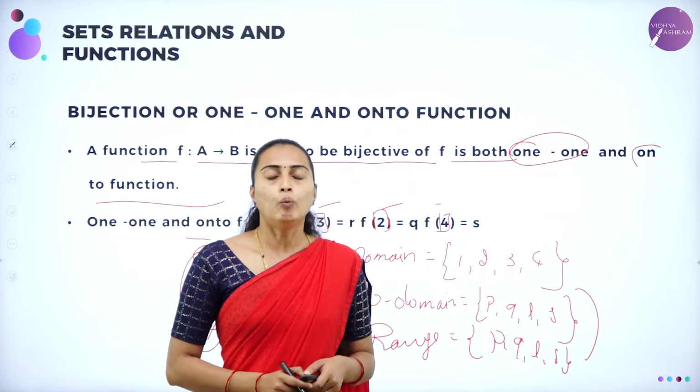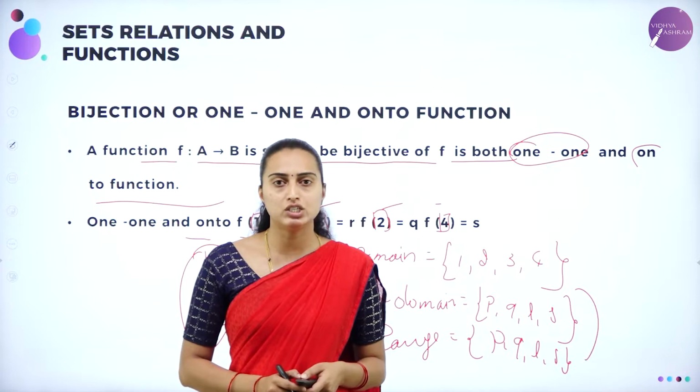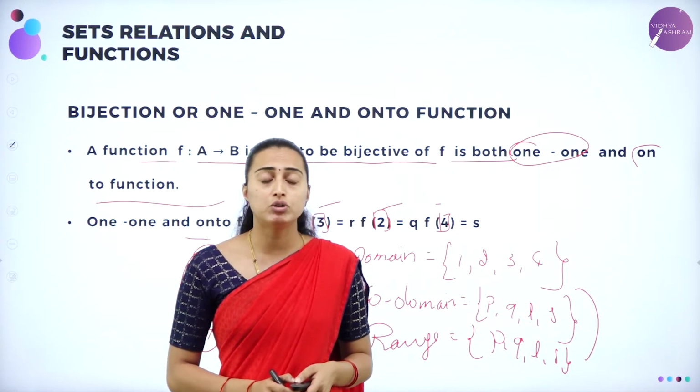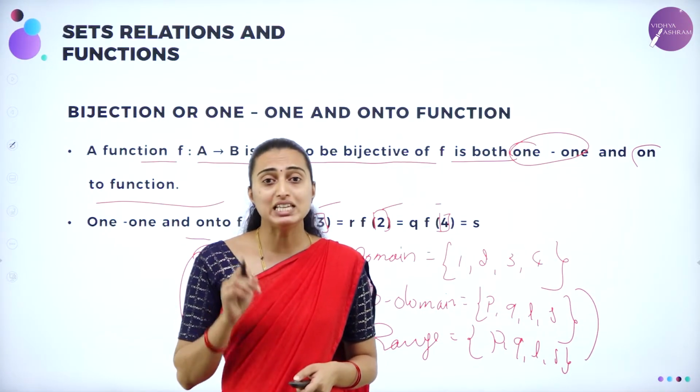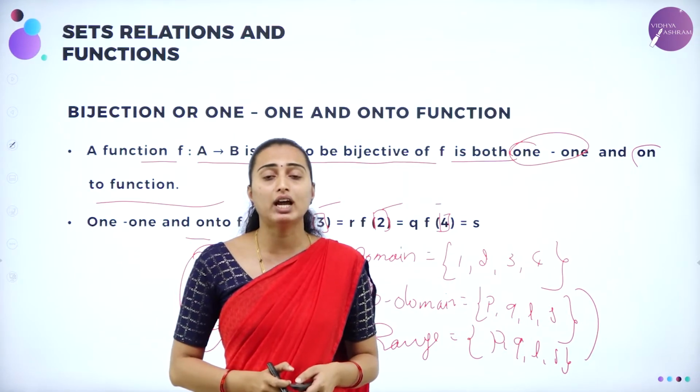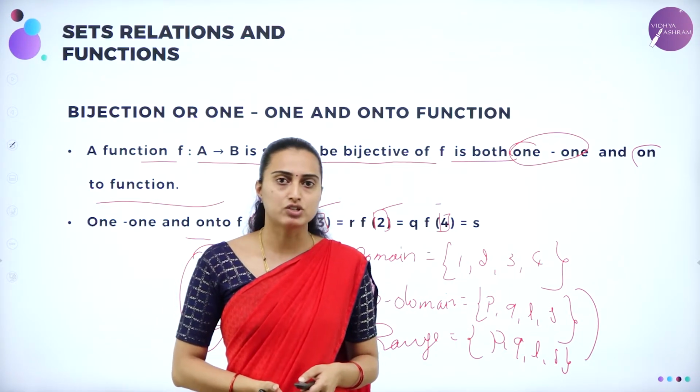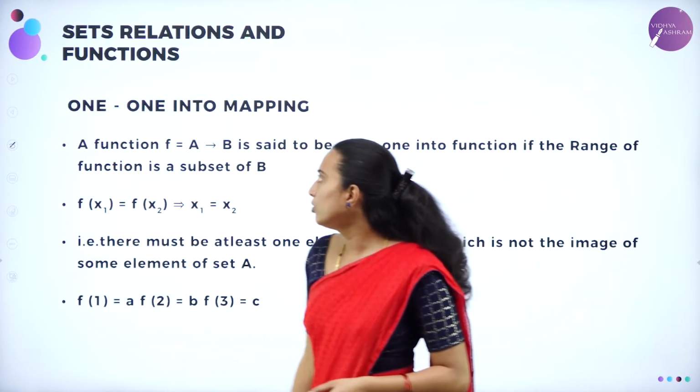Dear students, a 1-1 function is going to be known as injective. An onto function is going to be known as surjective. Both injective and surjective together give you the bijective function. Okay? Yes. We'll move on to the next one.